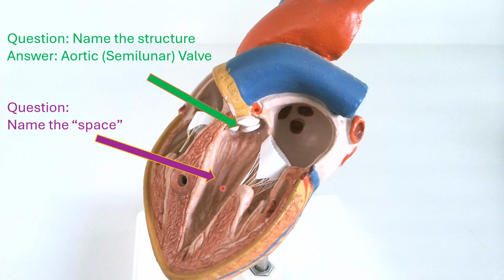Next question is name this space, and if you know your flow of blood through the heart, you know that this space, the left ventricle, precedes the aortic semilunar valve and aorta. If you didn't know that, you can look at some other hints, whereas the apex of the heart points slightly towards the left, but also in the left atrium, we can see multiple openings from the pulmonary veins, although they are colored in red.